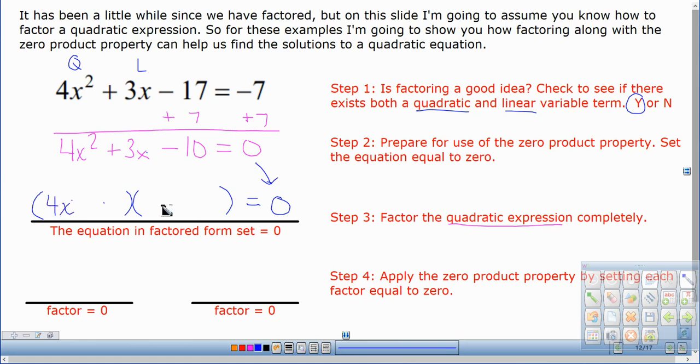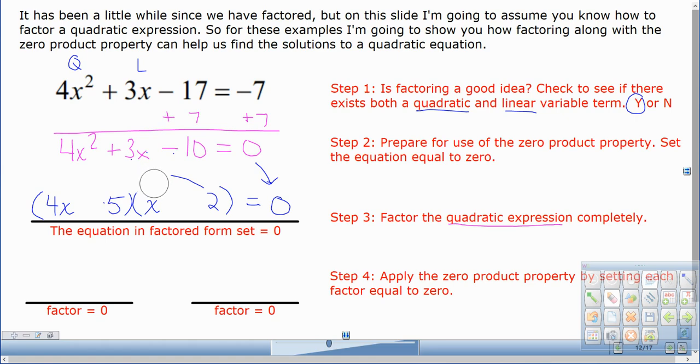Maybe it's 4x and x. Now let's try doing a 5 and a 2. So we get 5x here, and we get 8x here. Now, if I have a 5x and an 8x, I can subtract to get 3. So that is the setup that I wanted.